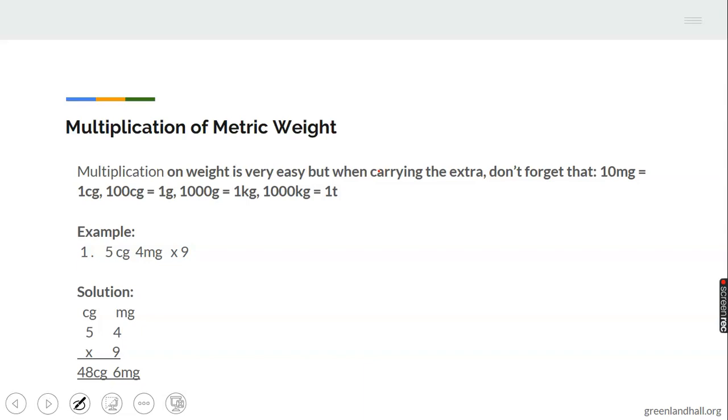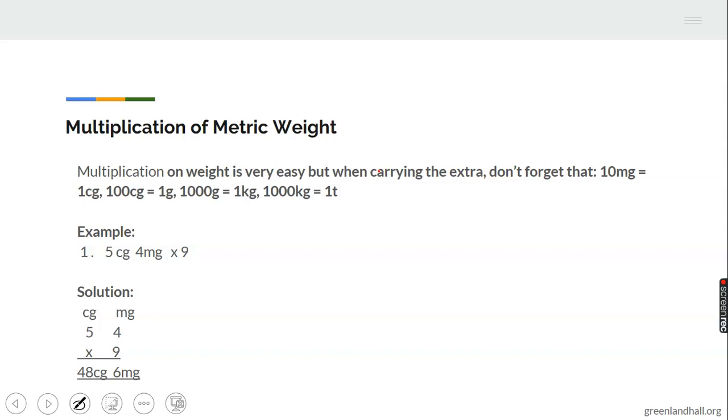Now, multiplication of metric weights. We're going to start with multiplication. We are used to multiplication already. The only thing is that we are doing it in metric weights. Now, the first question we have here is 5 cg 4 mg times 9. Now, you are familiar with your cg, mg already.